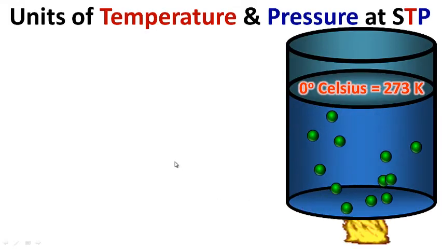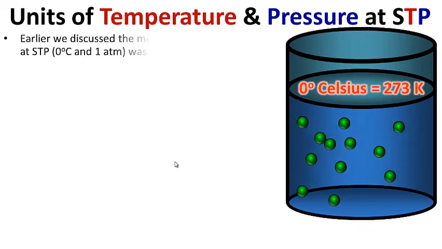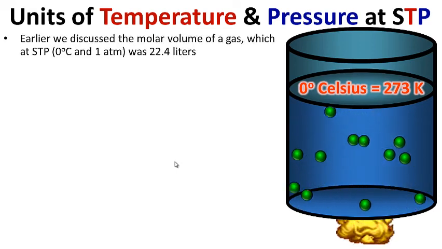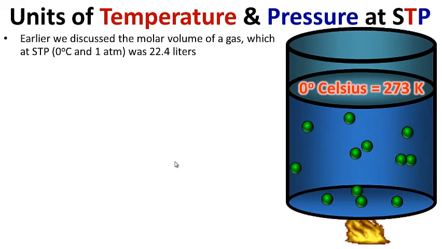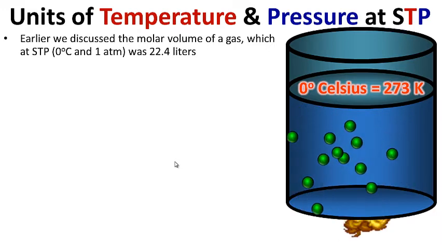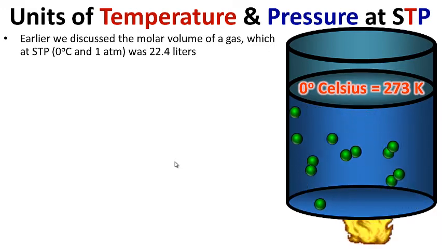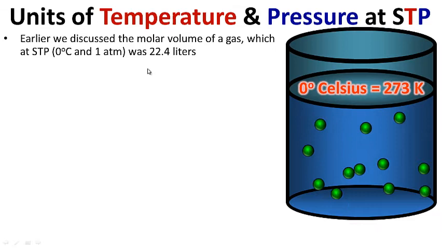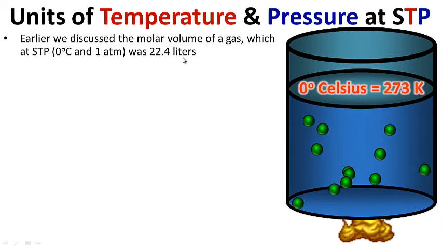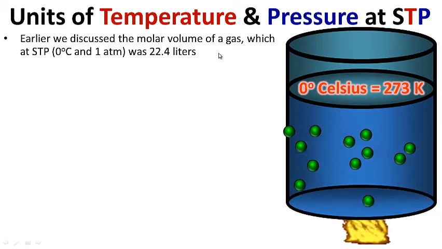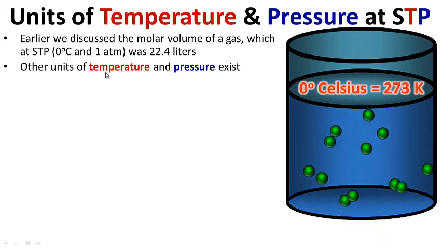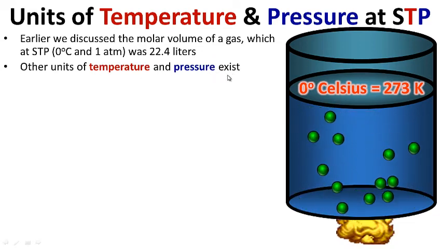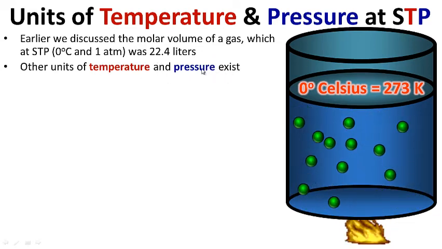Okay, so units of temperature and pressure at STP. Earlier we discussed the molar volume of a gas, which at STP is equal to 273 Kelvin or 0 degrees Celsius, and a pressure of 1 atmosphere. And the volume of the gas at these conditions was 22.4 liters. Well, other units of temperature and pressure exist, so we're going to look at pressures and temperature outside of these.